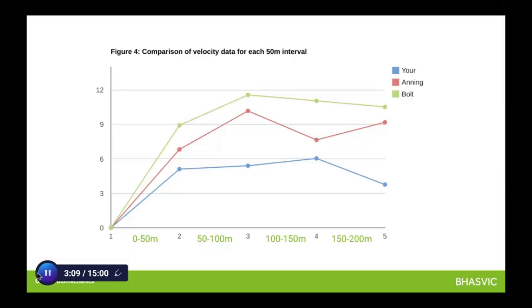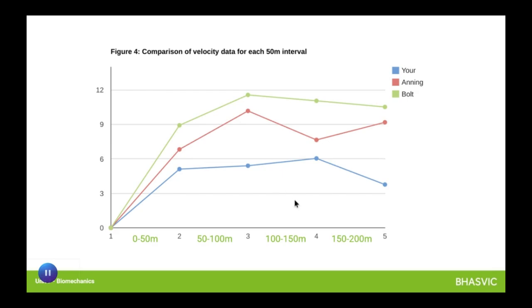In this graph, we can start with the first 50-meter split. As you can see, all three lines show that there is a steep acceleration in our runs between 0 to 50 meters. Then as we look at the 50 to 100 meter split, you can clearly see that Anning and Bolt continue to accelerate but at a lower intensity, whereas my line has plateaued, which means that my speed has not increased. By using this graph, I can see that this is where I can improve my run to get a better time, as that is a technique elite performers use.